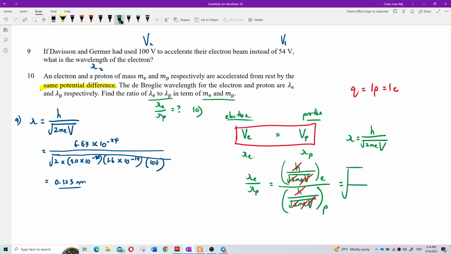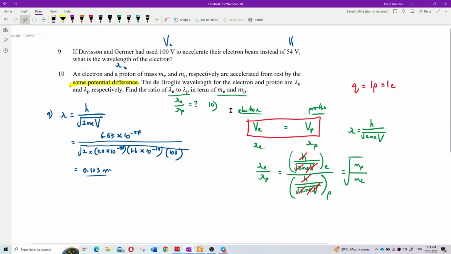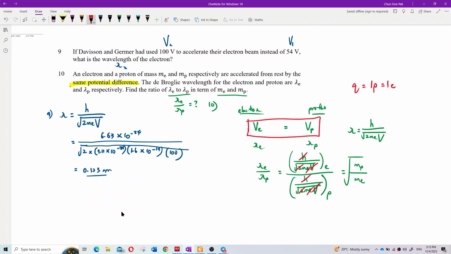Root of the mass of proton over mass of electron. So the mass of proton goes to the top and the mass of electron goes below. Okay, so that's the answer. Let's find out the answer. Is it correct? Number 9, 0.123 nanometers, correct.